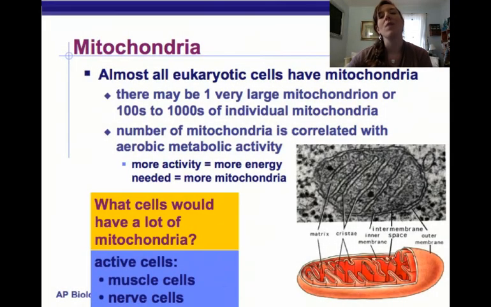As you can imagine, certain cells need a lot of mitochondria because certain cells have really high energy needs, like muscle cells. In fact, muscle cells can have thousands and thousands of mitochondria in just one cell. Nerve cells are also another type of cell that have a bunch.